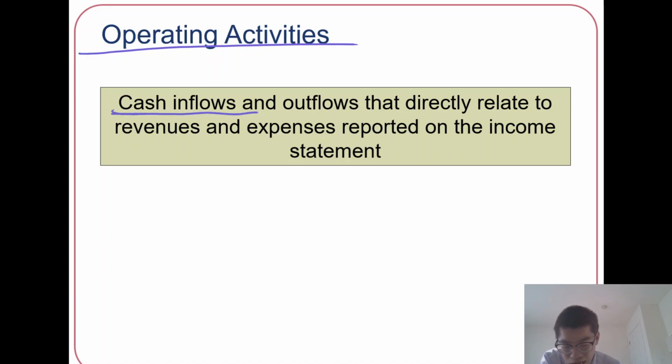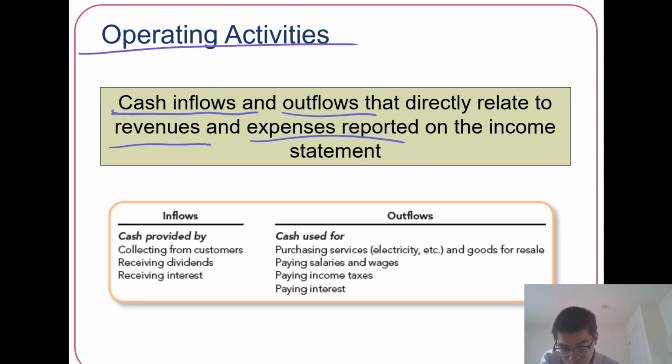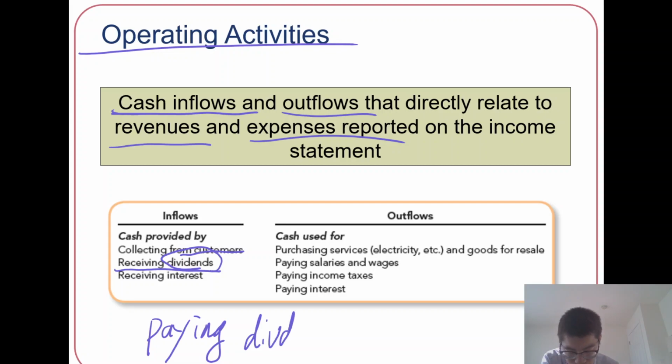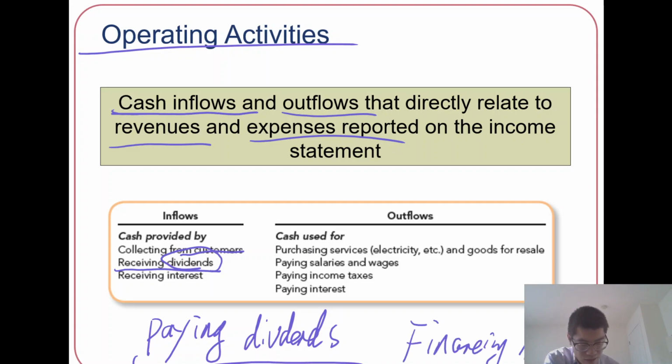Okay, so operating activities are cash inflows and outflows directly related to revenue and expenses. Okay, and examples of cash inflows: collecting from customers, receiving dividends. Okay, so this is operating activities, but paying dividends, that is financing activities. Why is that? Because paying dividends is because we as the company are issuing stock to our stockholders, right? But we are receiving dividends. That is because we invest, we purchase some shares of stock from other companies.